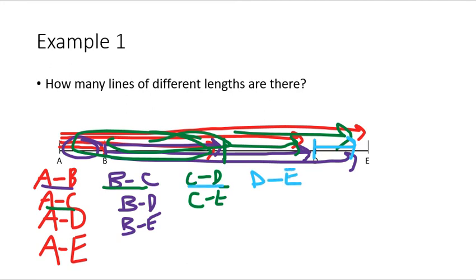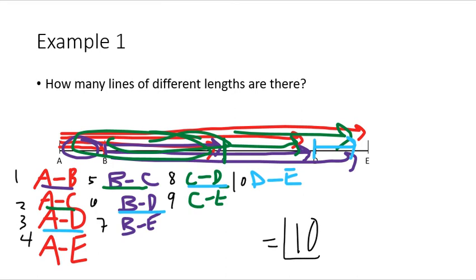Again, we already did D to C here, D to B here, and D to A here. And then if we add all that up, we get 1, 2, 3, 4, 5, 6, 7, 8, 9, and 10. That equals a grand total of 10 different lengths.